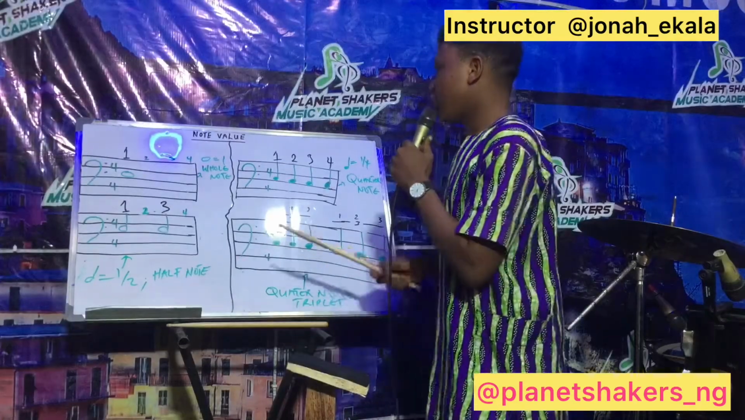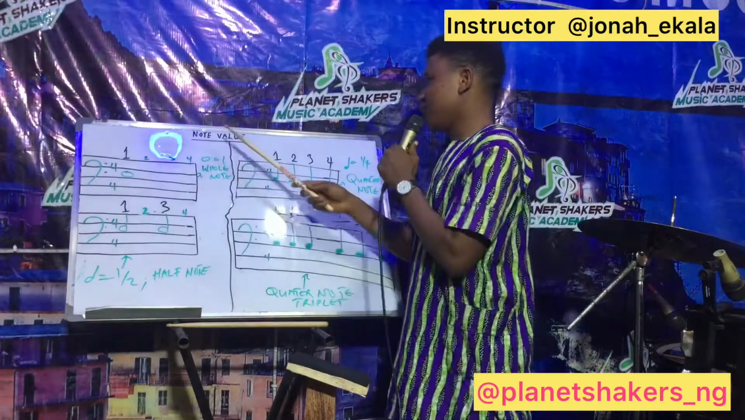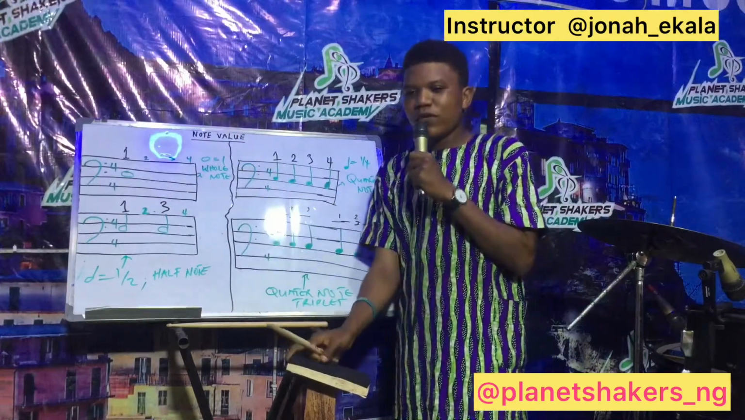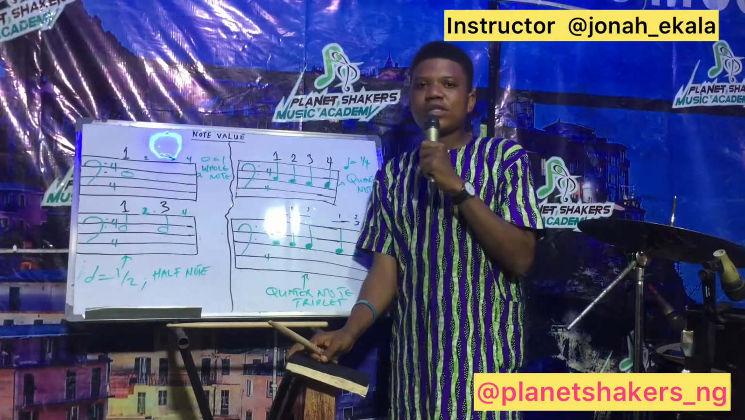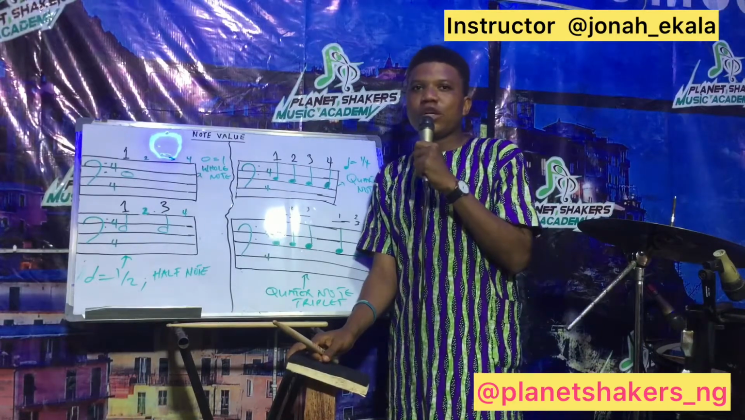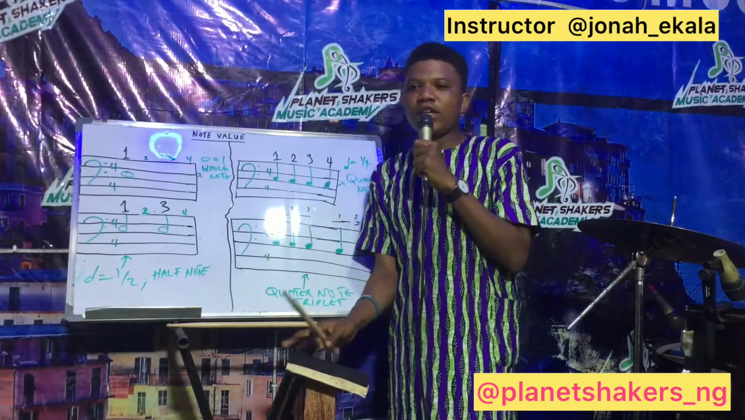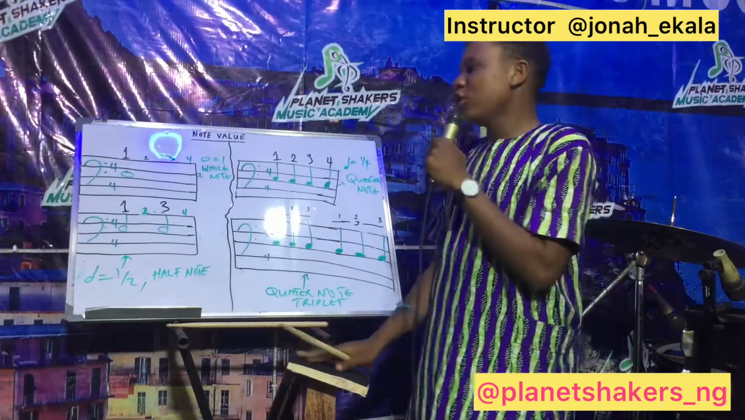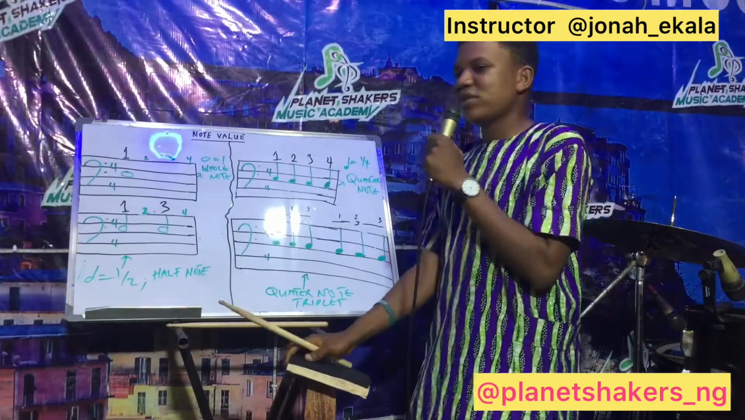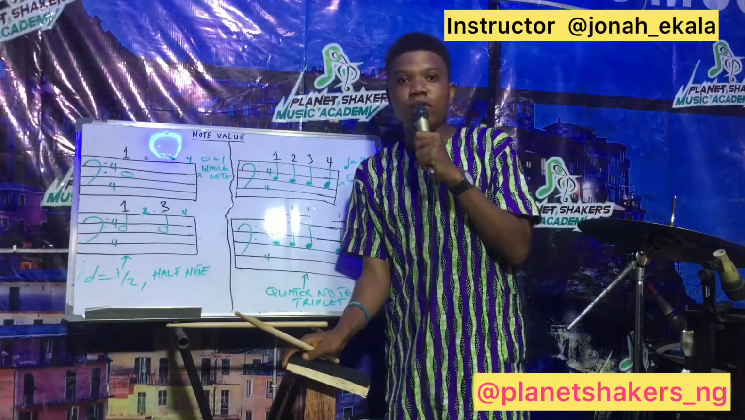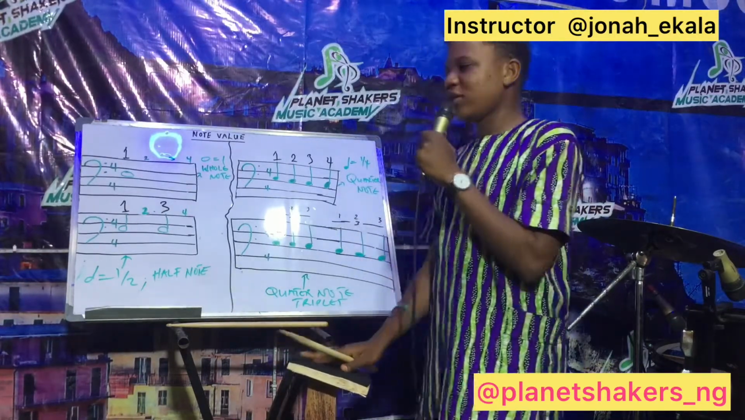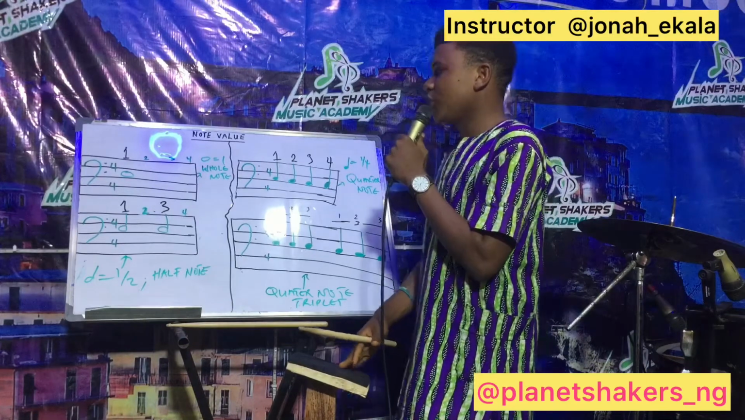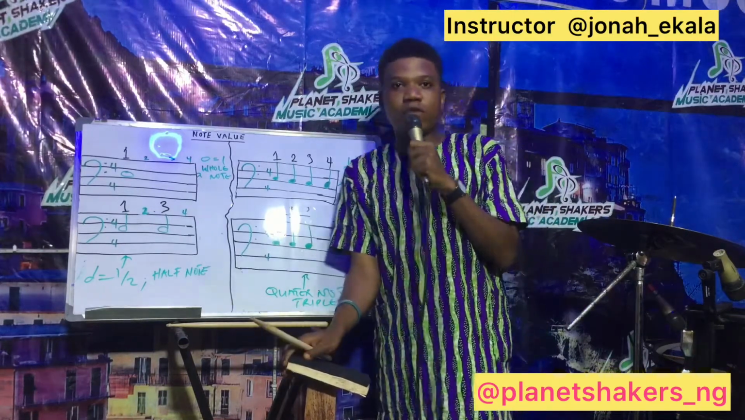So, I said we're going to be speaking on note value. Note value, in simple terms, is the duration of a note, or the length of how you sustain a note, or how you play a note. Basically, there are almost 9 types of note values, so we are going to be speaking on the 9 types of note values.